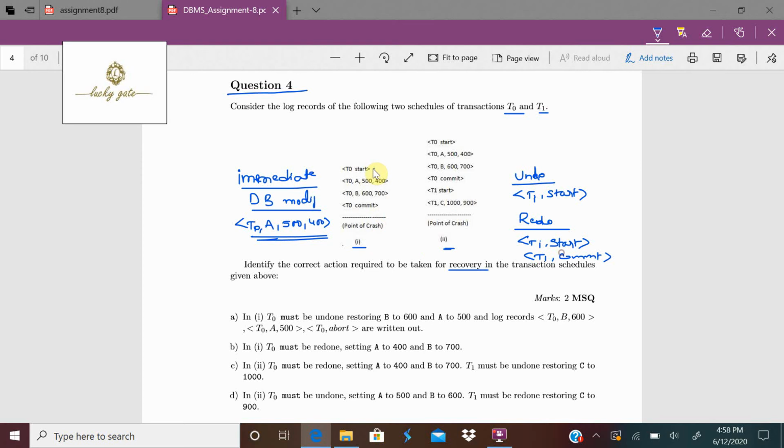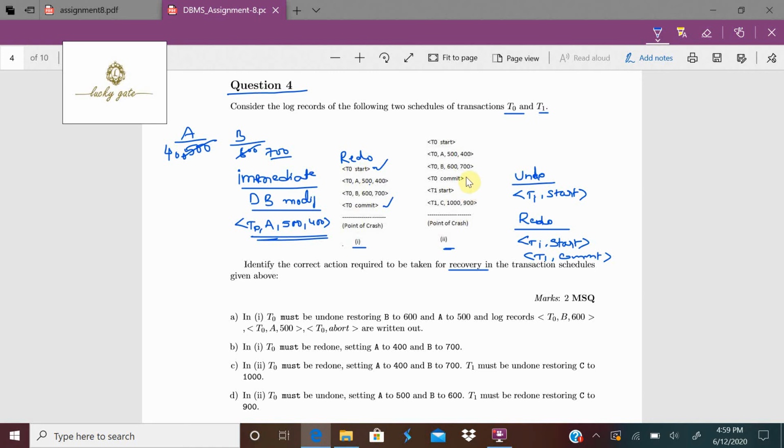The first one has both T0 start and T0 commit, so transaction T0 is to be redone. Redo the operations. Transaction T0 updates the value of A, whose initial value is 500, changing it to 400. And T0 changes the value of B, whose initial value is 600, to 700. Later T0 is committed. What redo will do is again change the value of A to 400 and the value of B to 700.